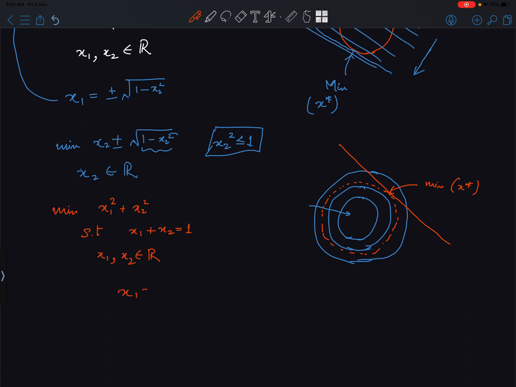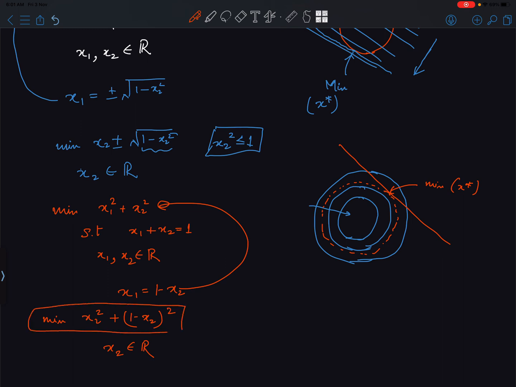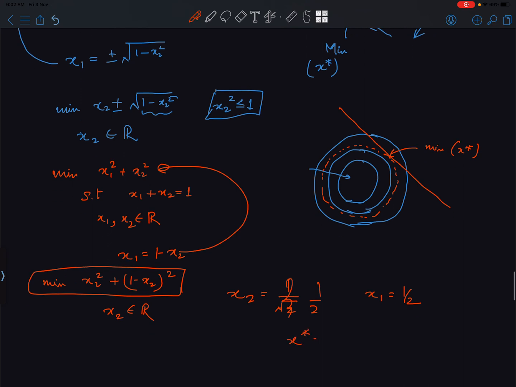So I'll write x1 equals 1 minus x2, and then replace it here. So my objective function becomes x2 square plus (1 minus x2) square, and there's no condition except that x2 should lie on the real line, right? And if you solve this, you'll get, I think x2 is 1 by root 2 or something like that, or maybe it should be half. I think it is half. So we'll get x2 as half and x1 as half. So my x star, the minimum in this case, is half comma half.